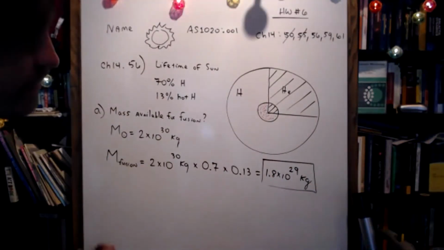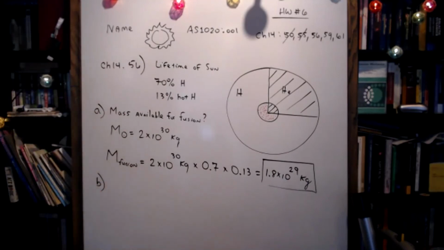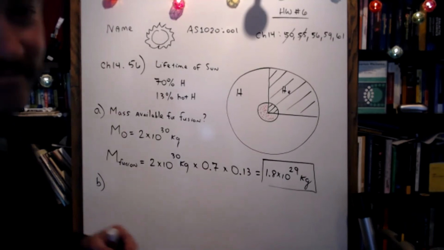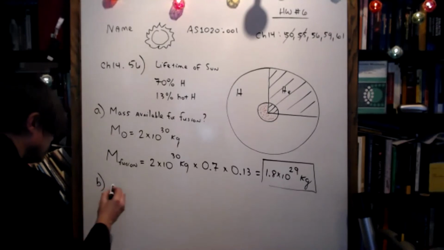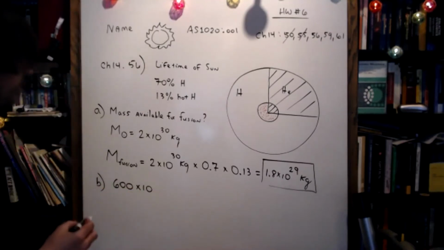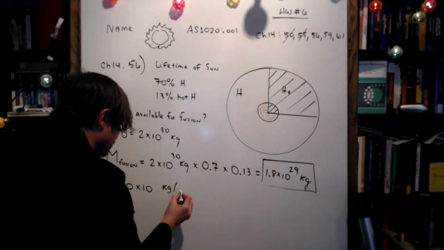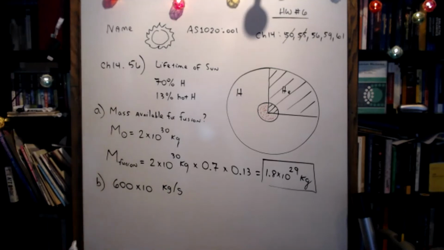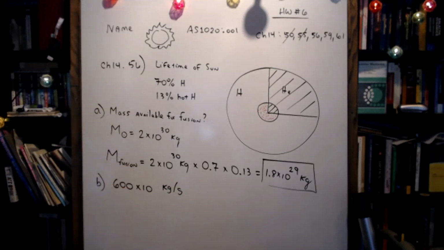Caitlin, once you've got that down, read us B. Okay, part B. The sun fuses about 600 billion kilograms of hydrogen each second. Based on your result from part A, calculate how long the sun's initial supply of hydrogen can last. Give your answer in both seconds and years. How many zeros are in a billion again, Caitlin? 9.